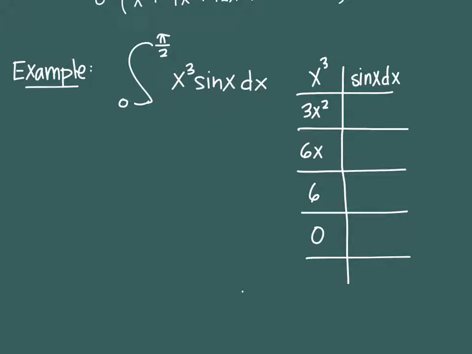And so the antiderivative of sine x is negative cos. The antiderivative of negative cos is negative sine. The antiderivative of negative sine is positive cos. The antiderivative of positive cos is positive sine. And then we'll have a plus c on the end of that.